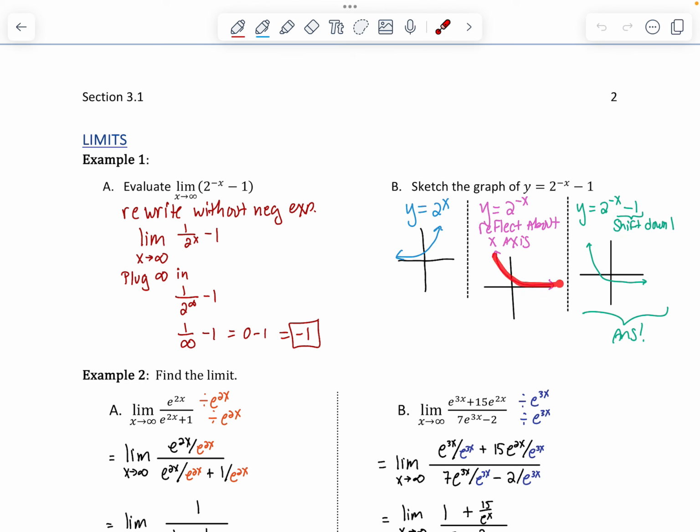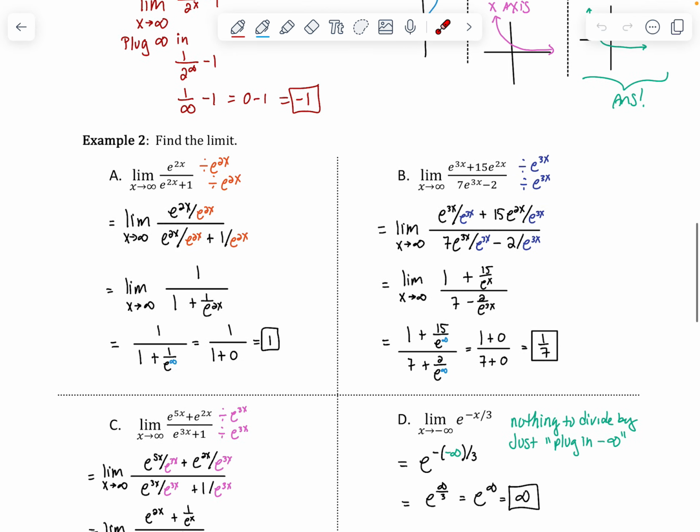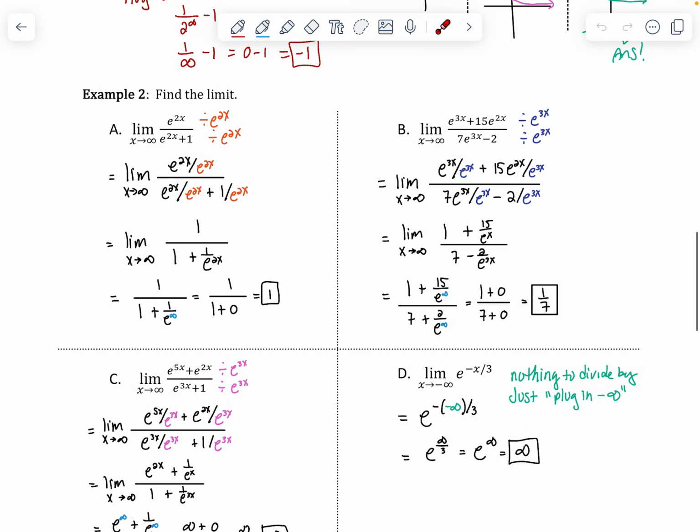And so we knew that on the original, we would have a horizontal asymptote of 0 over at positive infinity, but because we've shifted it down 1, the asymptote is negative 1. I said 1 down from infinity, but I meant from 0. Now let's go ahead and actually find some limits.